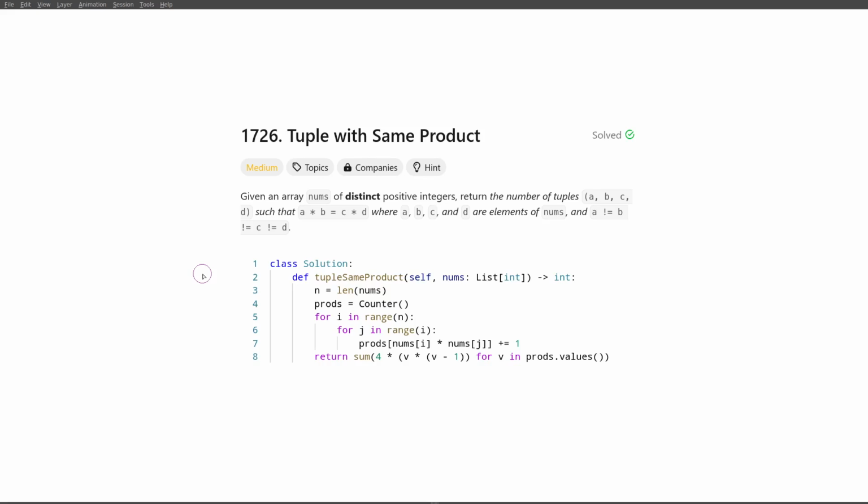Hello everyone, today we'll talk about the solution to the problem tuple with same product. When I see a problem like this, where we have to count the number of tuples, in this case quadruples, that satisfy some condition, it says this condition A times B is equal to C times D, and the numbers have to be different.